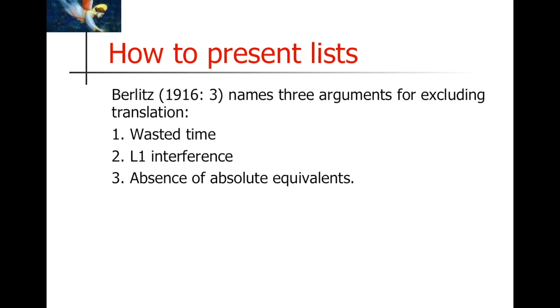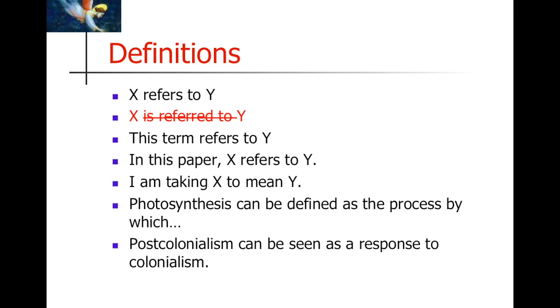Here's a way of doing the same thing. Here I've just reduced it to noun phrases. 3 arguments: wasted time, L1 interference, absence. So you've got here noun phrases, the heads time, interference, absence, and they're all on the same level. Stylistically, that's quite important. It's one of the common errors. You think you're going to give a list of things and you just start speaking about them. Visually and grammatically, they should have the same status. So much for lists. Let's move on to definitions.